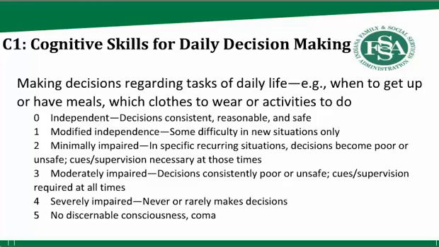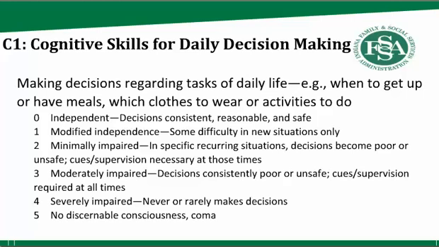So coding for this item, as you can see on the screen, is independent. When you're coding for independent, this person would be consistent and they would have reasonable and safe decisions. Modified independence looks at some difficulty that a person would have in a new situation only. So maybe they're used to a certain routine. That routine is interrupted, so it takes them a little while to sort of understand how to do that and then get back on track.